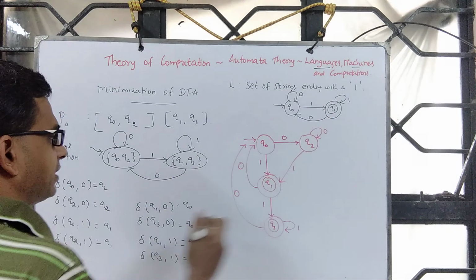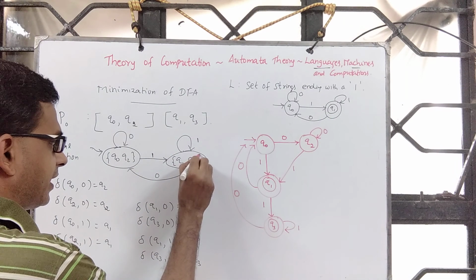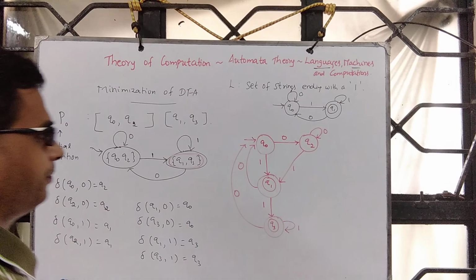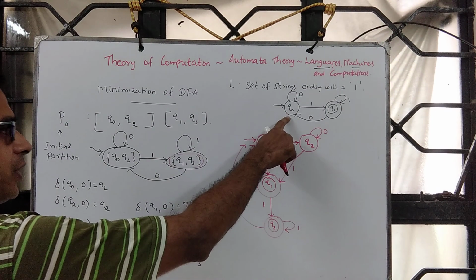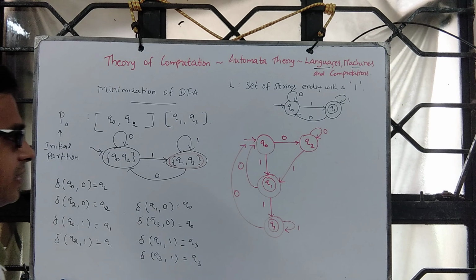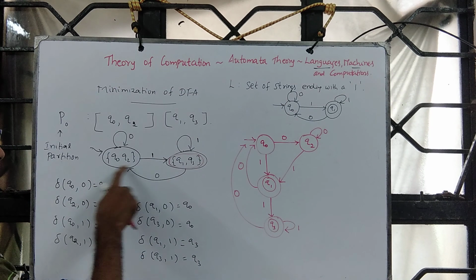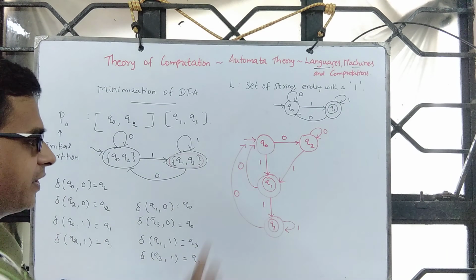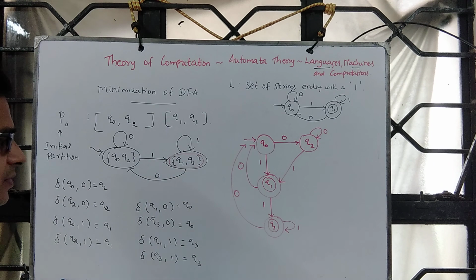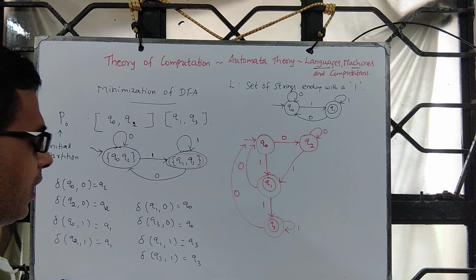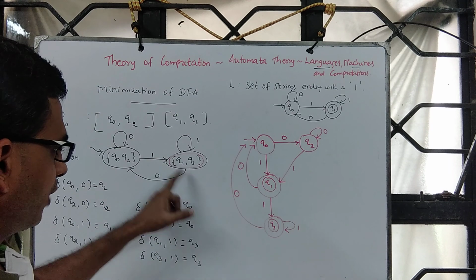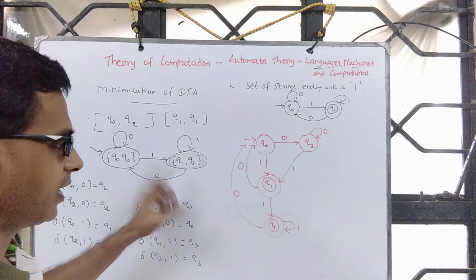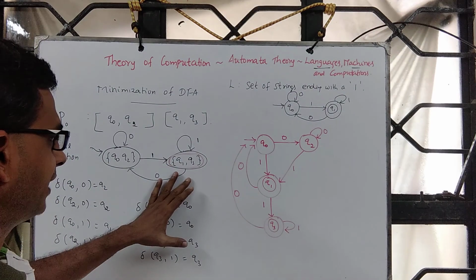And since Q1 is our final state, the block that contains Q1 will become the final state. Since Q0 is our start state, the block containing Q0 will be our start state, and in this block Q1 and Q3 are final states. Therefore, this block becomes our final state here. So, whichever block contains at least one final state, that block will be made a final state in our ultimate DFA.